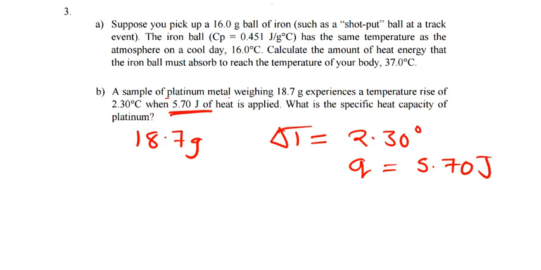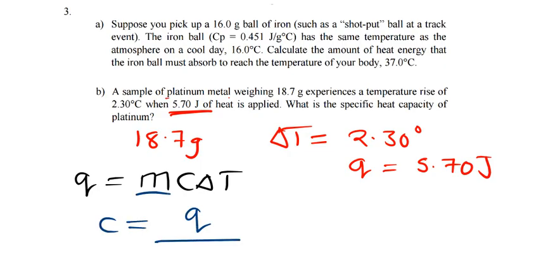So you can actually see that if you look at the formula MCAT, you take this to be your S so that you're able to remember the formula easily. If you try to make specific heat capacity the subject of the formula, you have to divide by M and delta T.